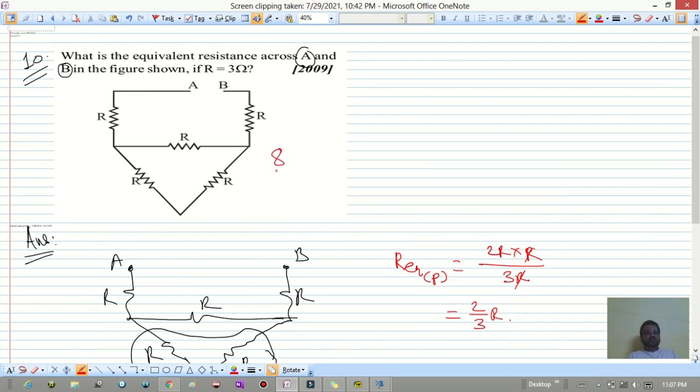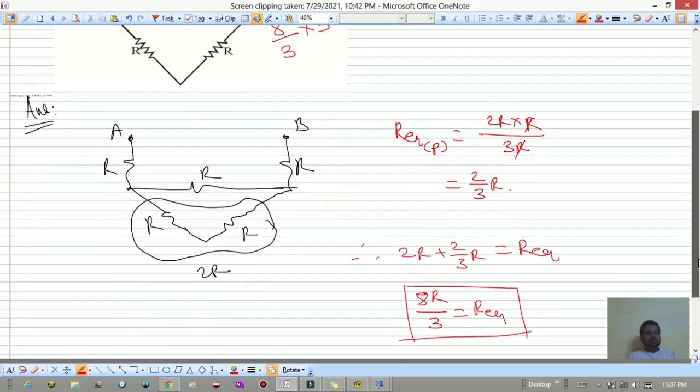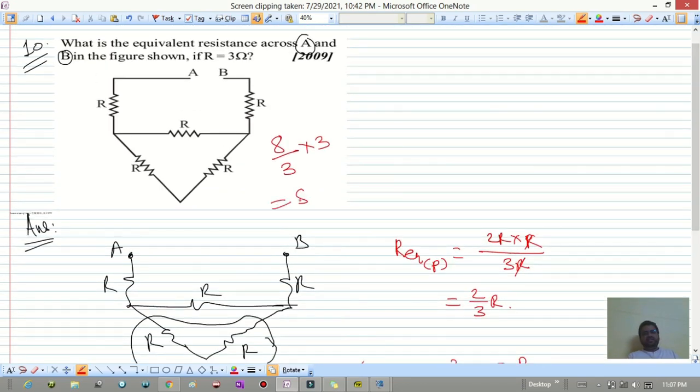So the answer for this is 8 divided by 3 into 3, because R is given as 3 ohm. So you will get 8 ohm as the answer. So I hope this is clear. So the answer for this question is 8 ohm.